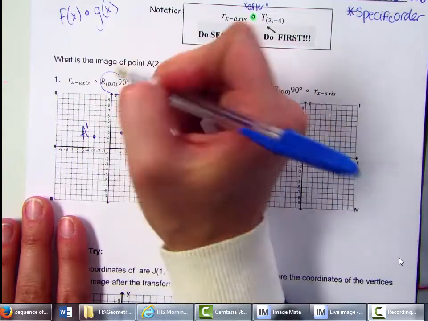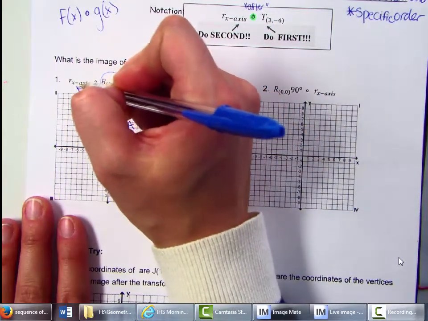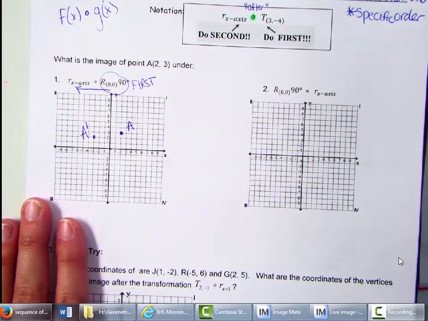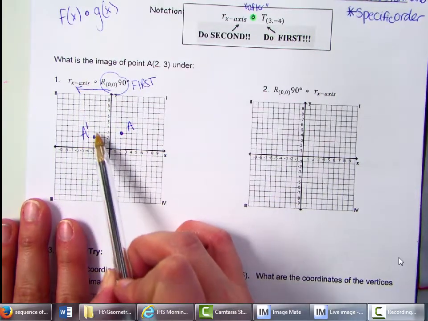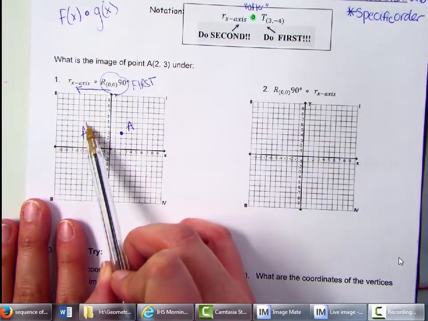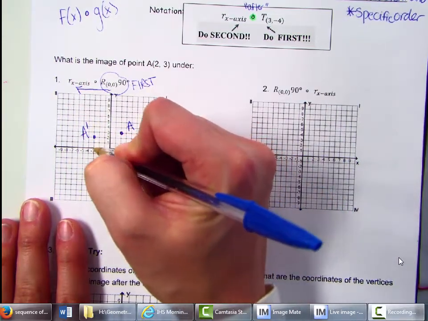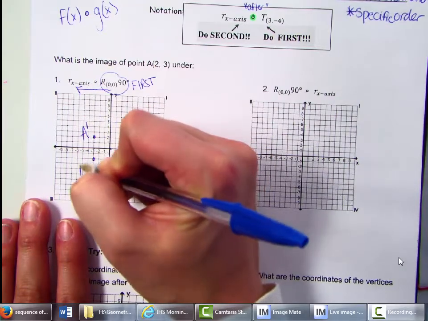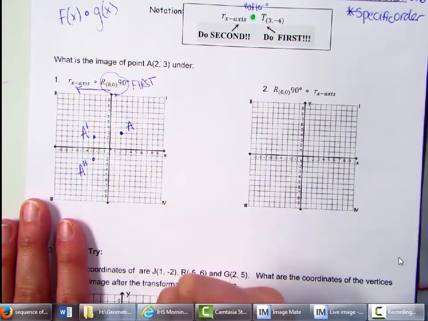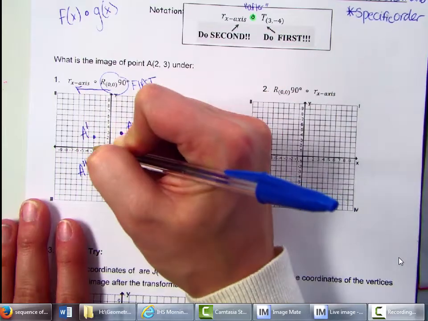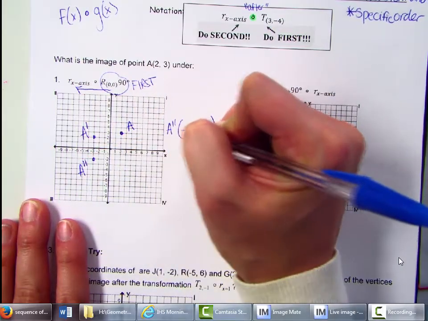Now we're going to work backwards from our composition and reflect over the x-axis. You have to go off of your newest image, so A prime is what we're going to reflect over the x-axis. 1, 2, 1, 2. A double prime. So A double prime is at (-3, -2).